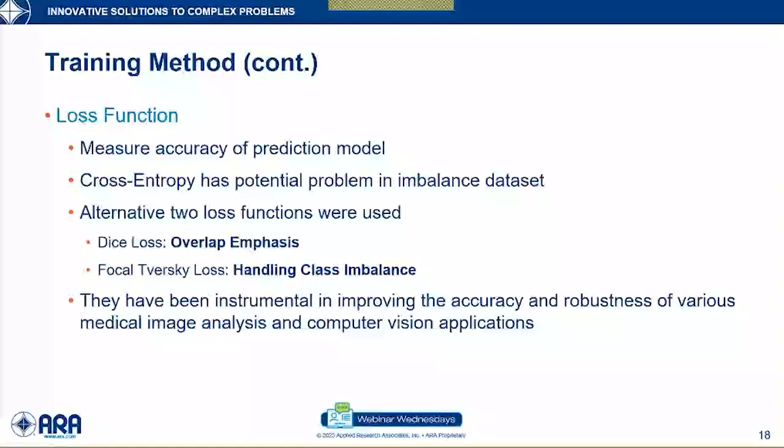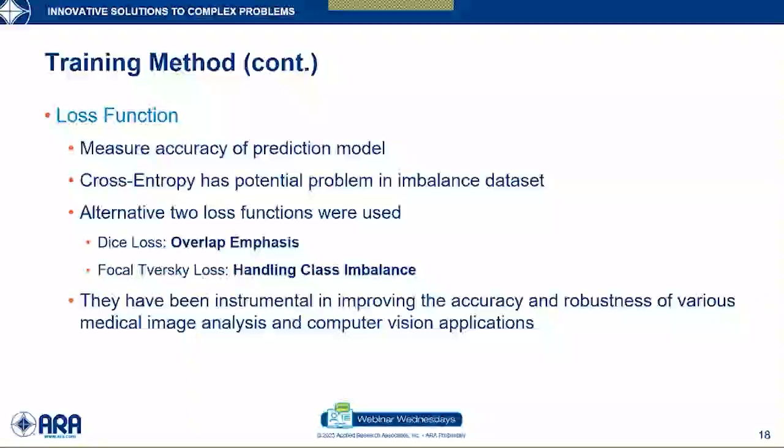And the second training method is the selection of the loss function. Simply, the loss function is a measure of how well the prediction model does, and the pixel-wise cross-entropy loss is the most widely used loss function for image segmentation. However, it has a potential problem if various classes have unbalanced representation in the image. And since in pavement extraction or crack detection, the background is much more dominant than the object, the cross-entropy loss function gets very small values, which means the weights cannot be updated properly during the training.